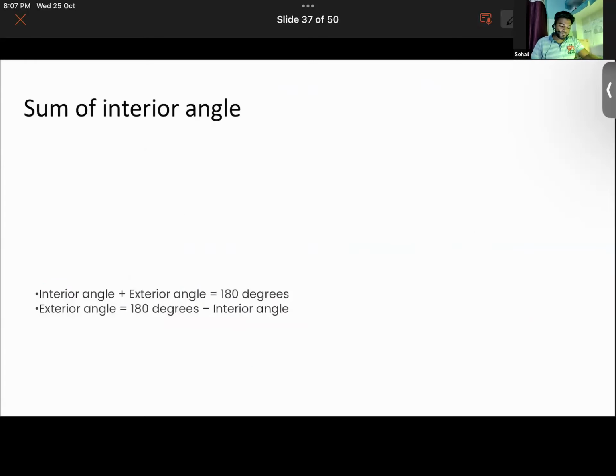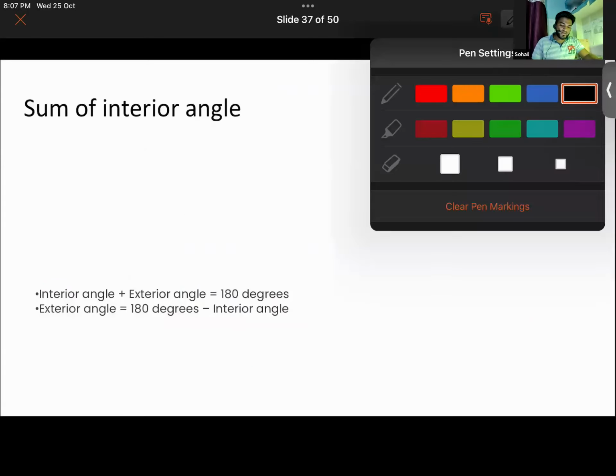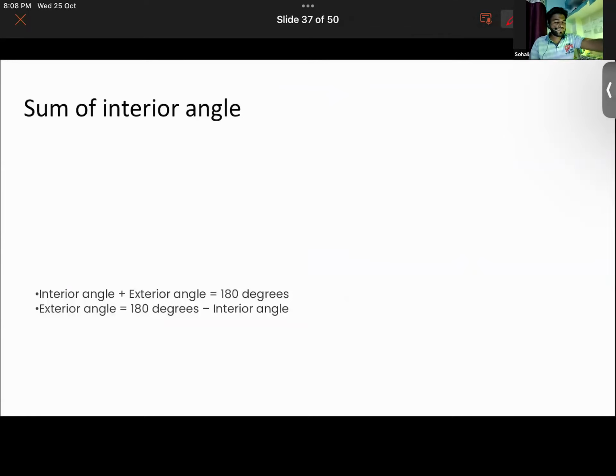Then we move to another concept which we discussed, I believe, in the topic of quadrilaterals. Okay, no need to worry about it. So you tell me, how did we use to find the sum of interior angles? You take your time, recall it.